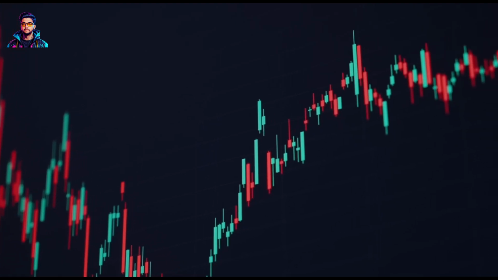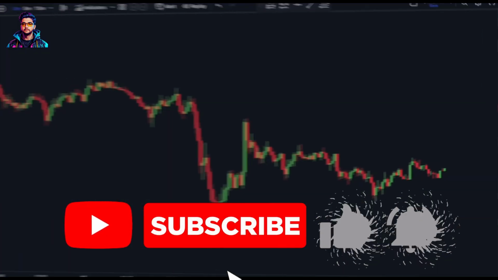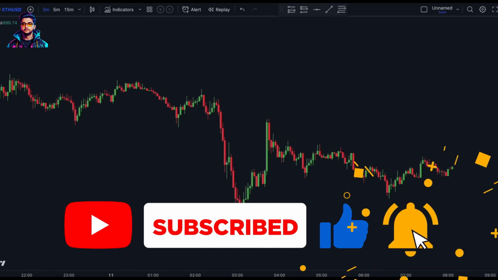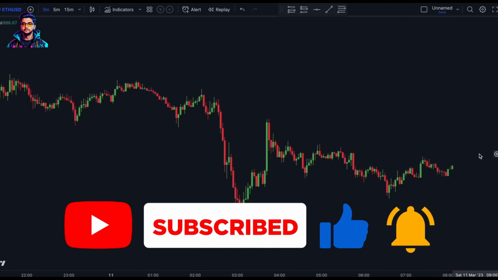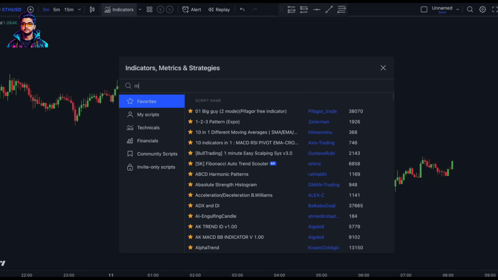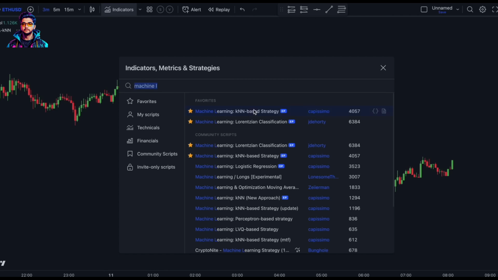For that, I will use the price of Ethereum on a 3-minute time frame. But before I do that, let's actually open the charts and add the indicators. So the strategy includes 3 free TradingView tools. I will explain how each indicator works as we add them one by one. So for the first indicator, let's add the machine learning KNN based strategy. Let's thank the creator Capissimo for this amazing indicator.